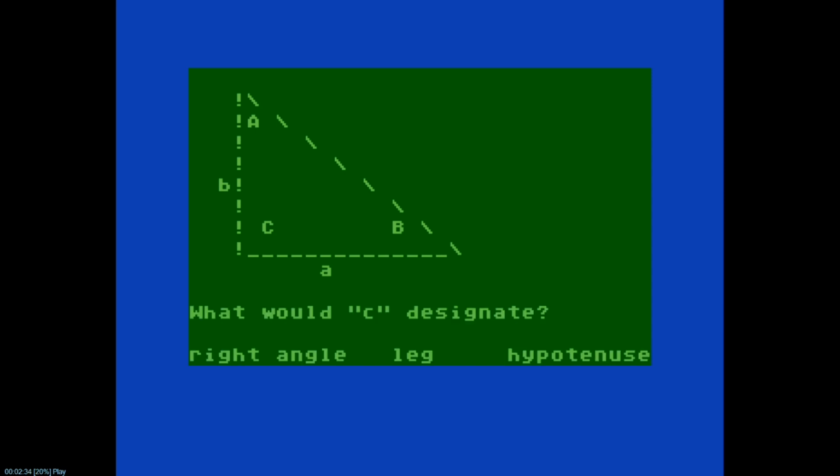Usually we designate the sides of a right triangle with lowercase letters, corresponding with uppercase letters, indicating the angle opposite that side. This means that if capital A and capital B are the 2 acute angles of a right triangle, small a and b are the 2 legs, or shorter sides, and then capital C would be the right angle. What would lowercase c designate?